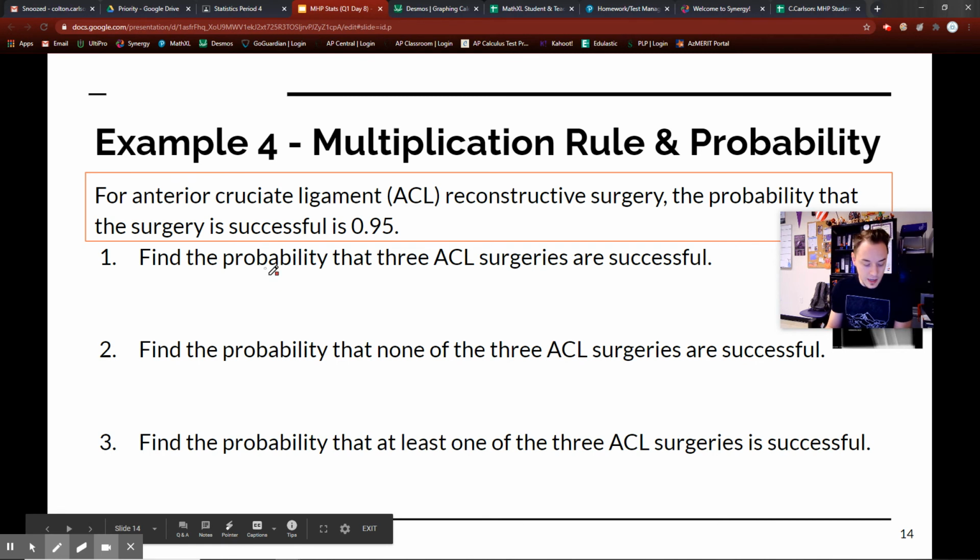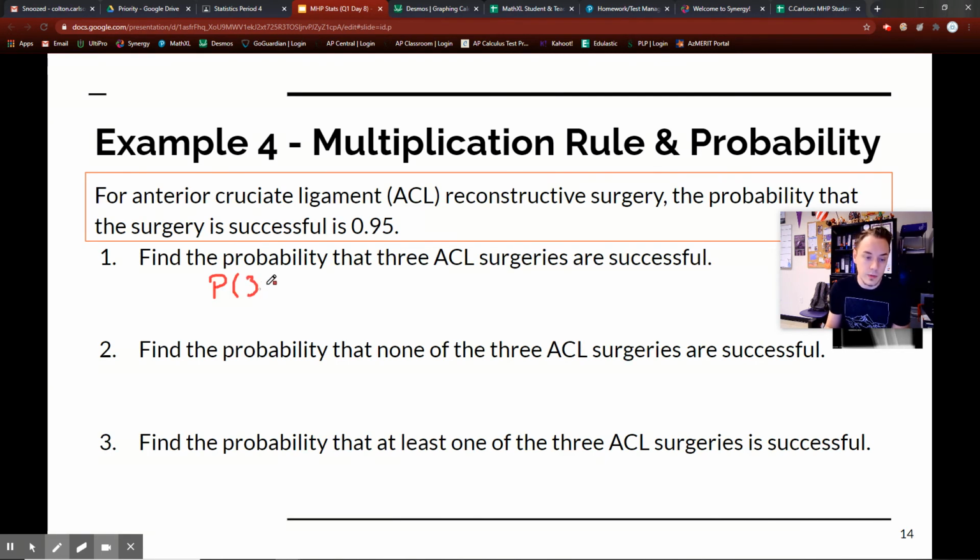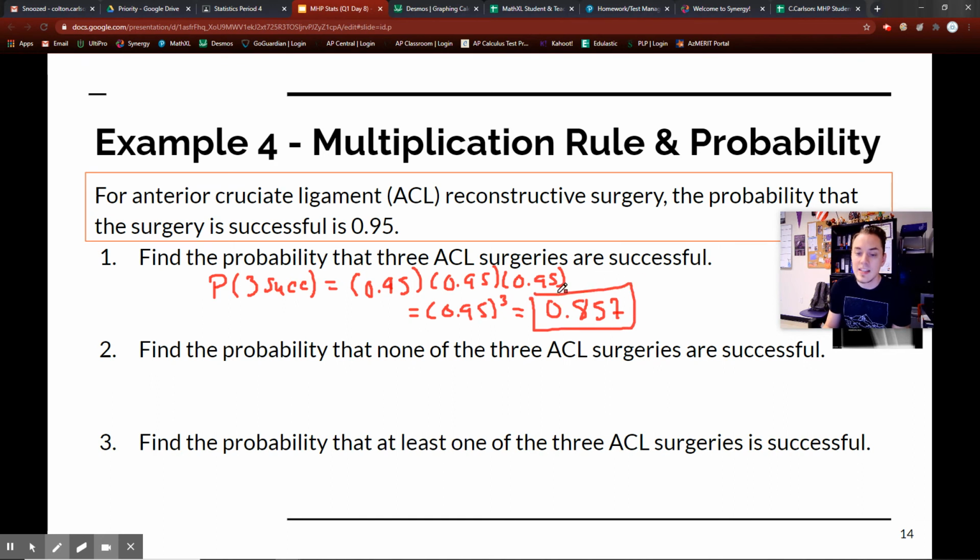First of all, find the probability that 3 of them are successful. I'm going to write probability that 3 are successful equals. This is going to be 0.95 times 0.95 and then times 0.95. So this is 0.95 cubed, which equals 0.857. So it's about 86% that 3 successful surgeries occurring in a row will be successful. Okay, that's actually pretty high. That's awesome.